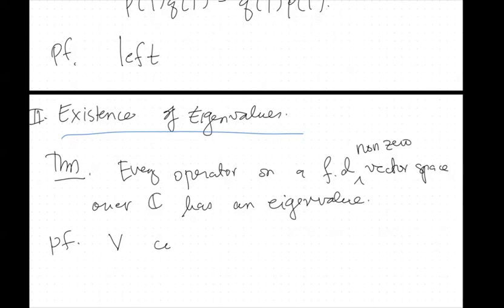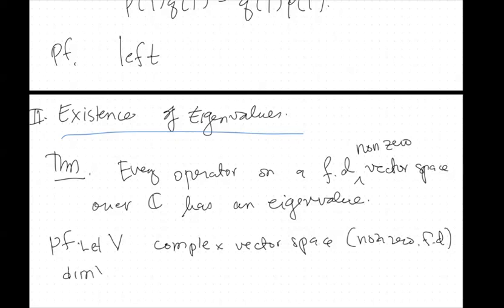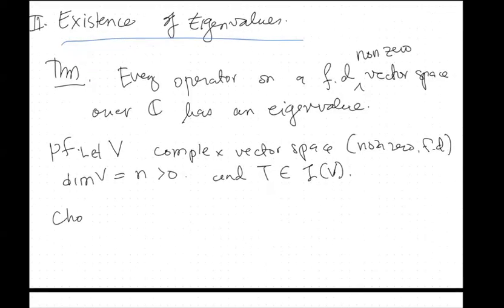Let V be a complex vector space, of course non-zero, and finite dimensional. Let dim V be equal to n, which is of course greater than 0. And consider an arbitrary operator T. Now choose a non-zero vector in V.